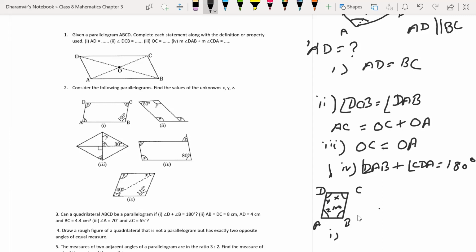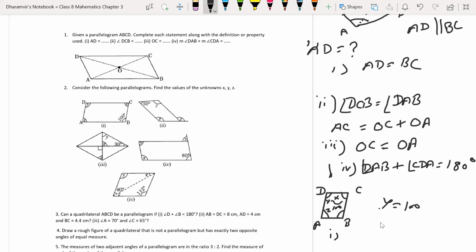Let's consider as given in the figure, y is equal to 100. Why y is 100? Because opposite angles of a parallelogram are equal. So B and D are the opposite angles. Here B's value is 100, then Y's value would also be 100.